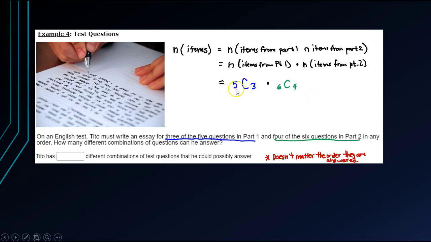This is going to be 5 times 4 times 3 over 3 times 2 times 1. This is going to be 6 times 5 times 4 times 3 over 4 times 3 times 2 times 1. Just kind of knowing how to set up the formulas. And when we work this all out, it's 10 times 15, which is 150. So there's 150 different ways that he can answer these questions for the test.